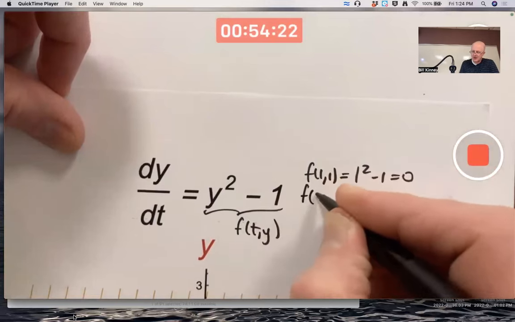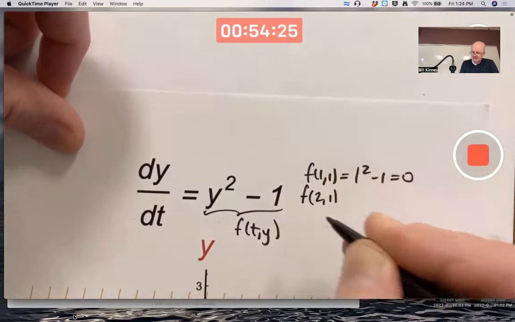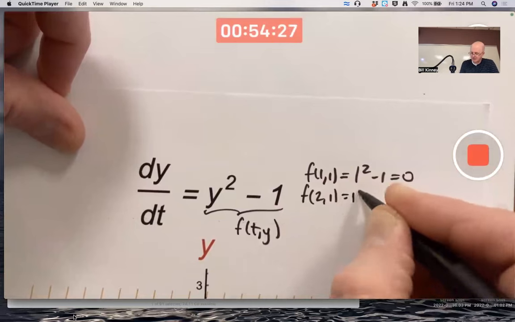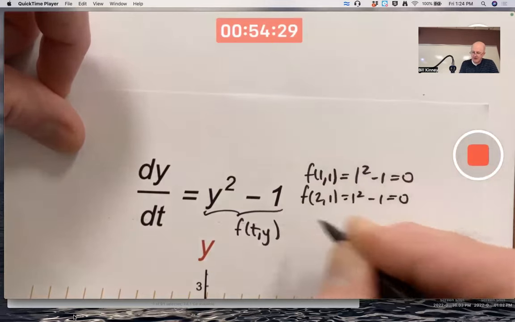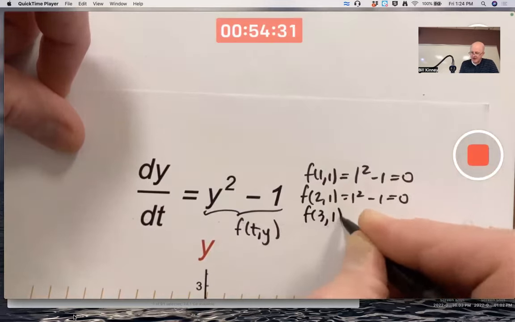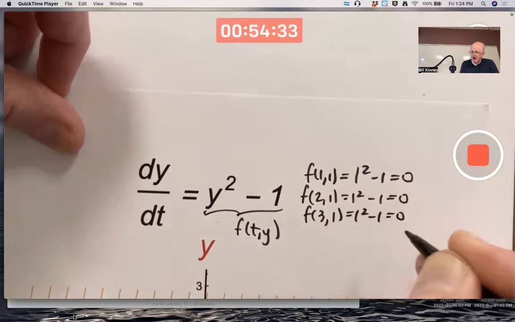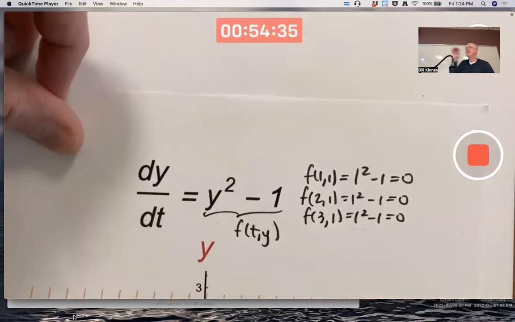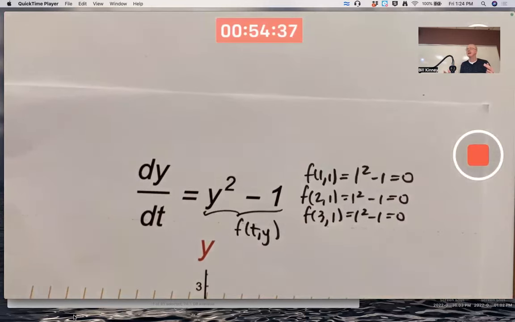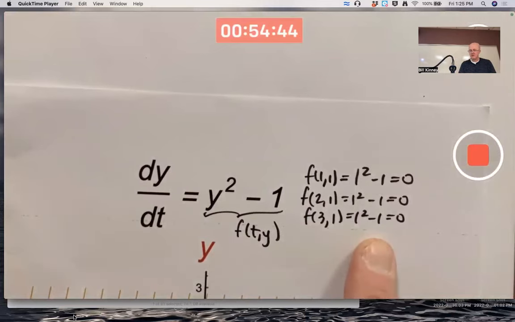Likewise, if I plug in 2, 1, t is 2, y is 1, I get 1 squared minus 1 is 0. If I plug in 3, 1, I get 1 squared minus 1 is 0. All those points are in the same horizontal line, not the same vertical line. The slope field has 0 slope when y is 1, the horizontal line where y is 1, a bunch of little line segments with 0 slope.